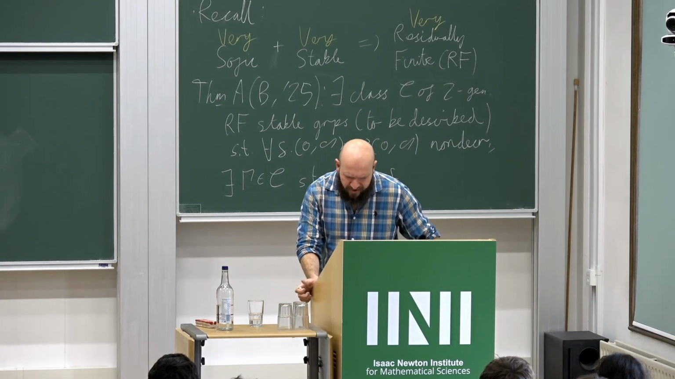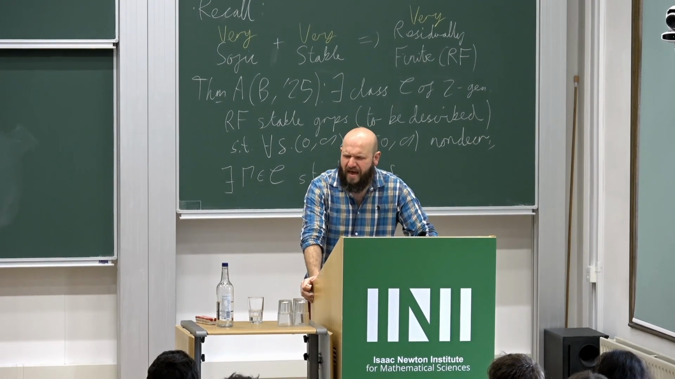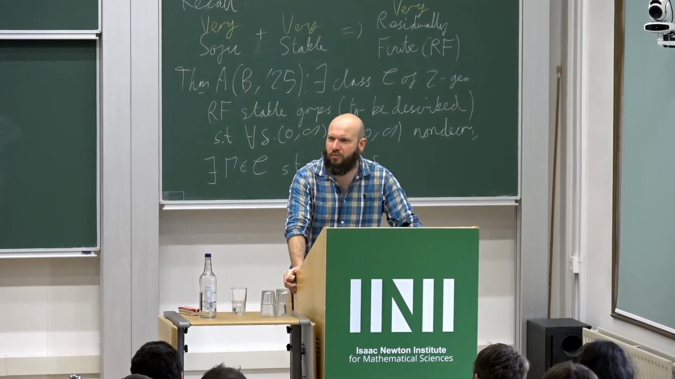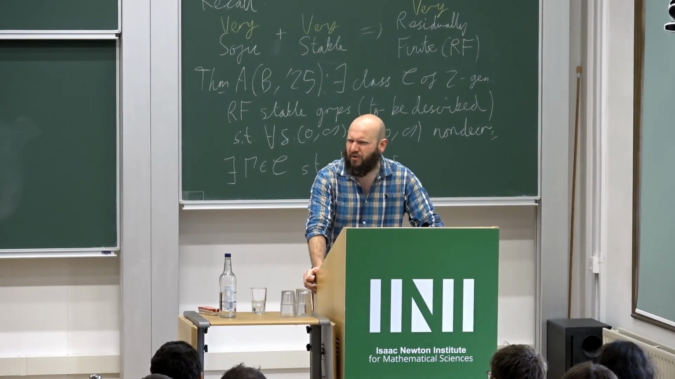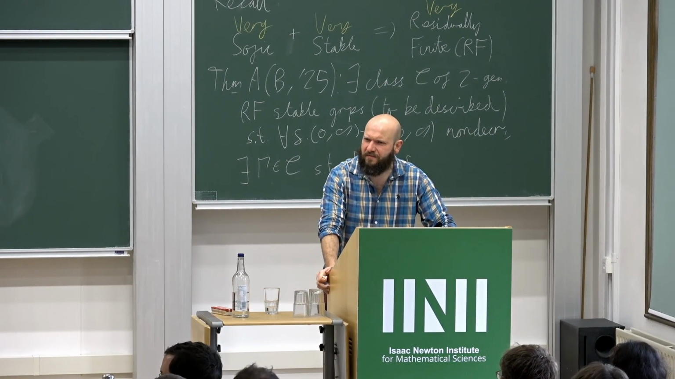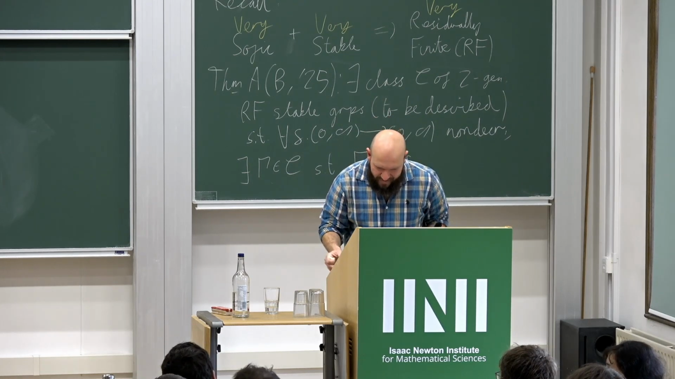So Gulnara is the expert on this, but I am not aware of groups for which we know the Sophic profile is, say, much faster than exponential. Is that still the state of affairs? Yeah, okay.